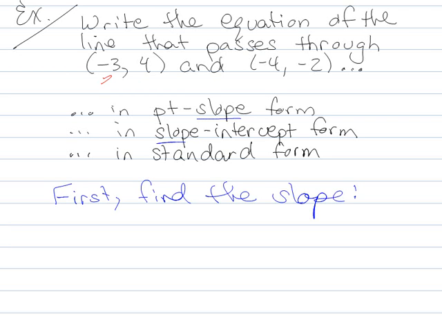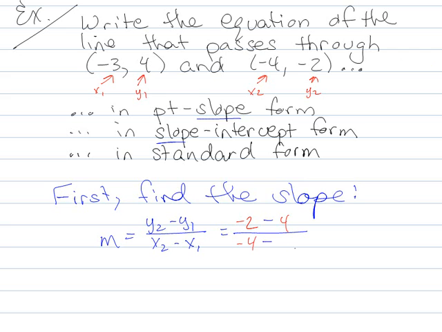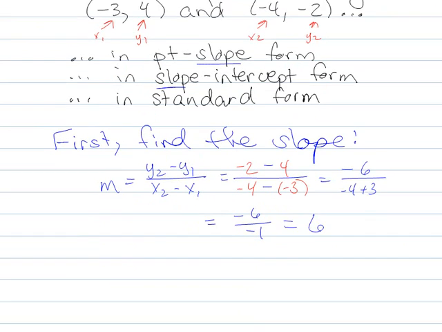All right. So let's assign x1, y1, and x2, y2. My slope is y2 minus y1 over x2 minus x1. y2 is -2 minus y1 is 4. Then x2, -4 minus x1, which is negative, what would the neighbors say? -3. So I've got -6 over -4 plus 3. So I've got -6 over -1, which is 6. So my slope is 6. All right, now I can actually make some progress.